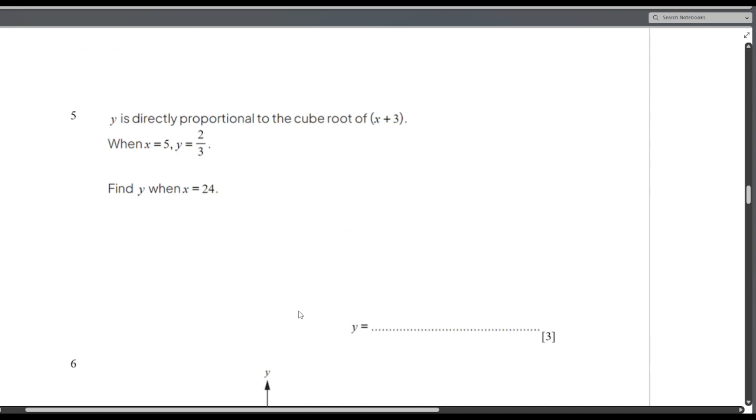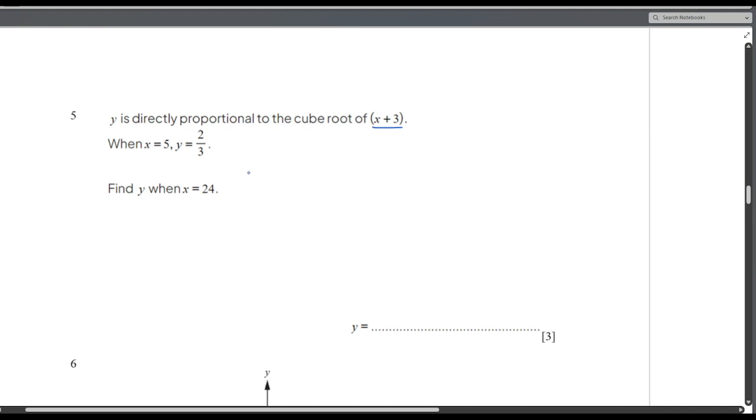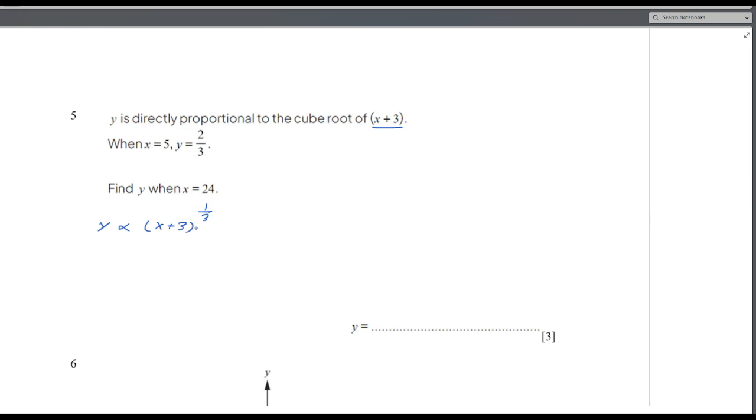Now question number 5. y is directly proportional to the cube root of x plus 3. Cube root means I will write (x plus 3) the whole power 1 by 3. This is cube root. y is directly proportional to (x plus 3) power 1 by 3. When x is 5, y is 2 by 3. Find y when x is 24.